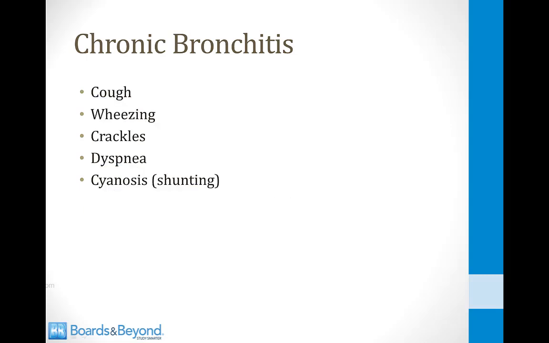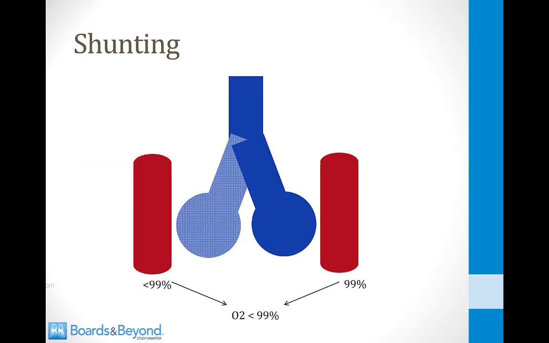Signs and symptoms you can see in someone with chronic bronchitis are cough from all that phlegm, wheezing from the airway obstruction, crackles from the extra mucus, dyspnea from the poor ventilation, and then finally, you can see cyanosis from shunting. Let me discuss shunting in a little more detail. I discussed this at length in some of the physiology modules.